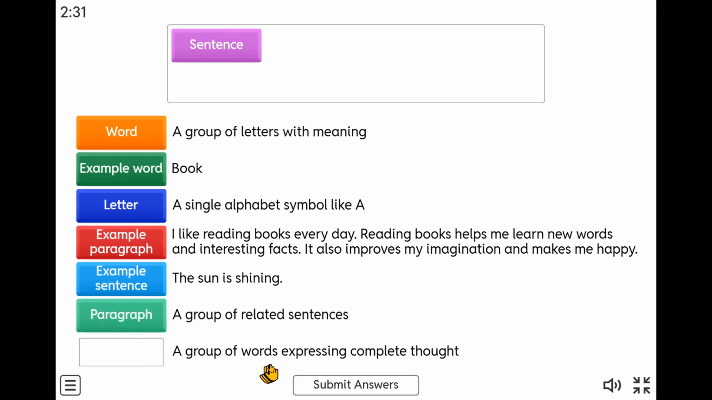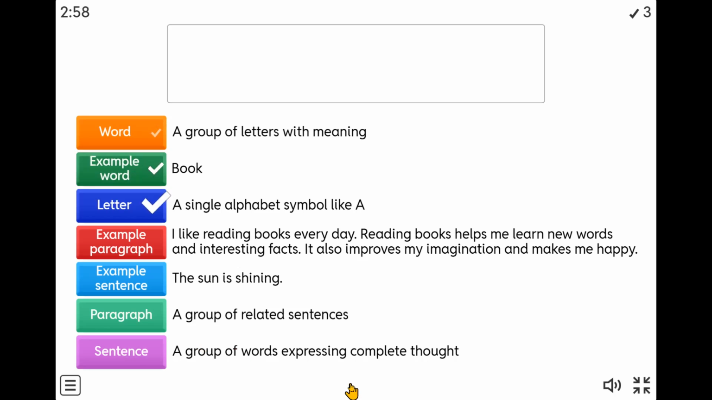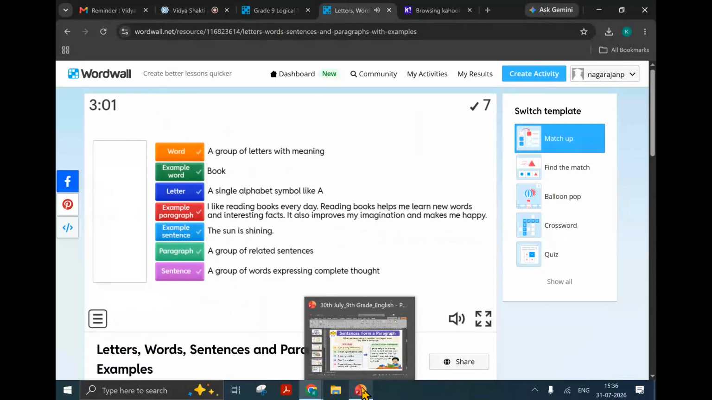A group of words expressing complete thought. A group of words ఉంటే దాన్ని మనము sentence అంటాం. So these are some examples and definitions of letter, word, sentence and paragraph. దీంట్లో definitions ఉన్నాయి, కొన్ని examples ఉన్నాయి. Okay na? Okay. Now, after submitting this, let's go for the other part of the lesson.